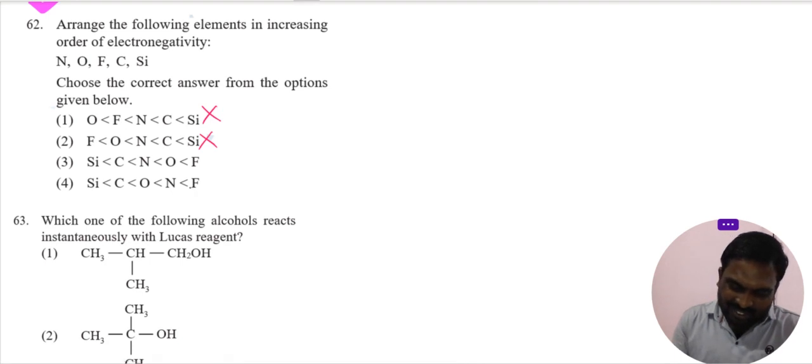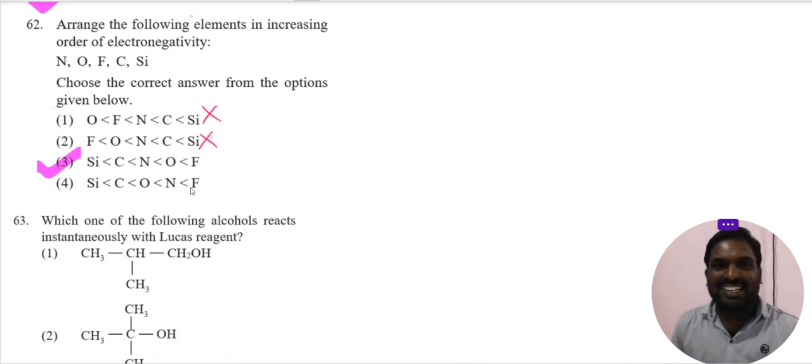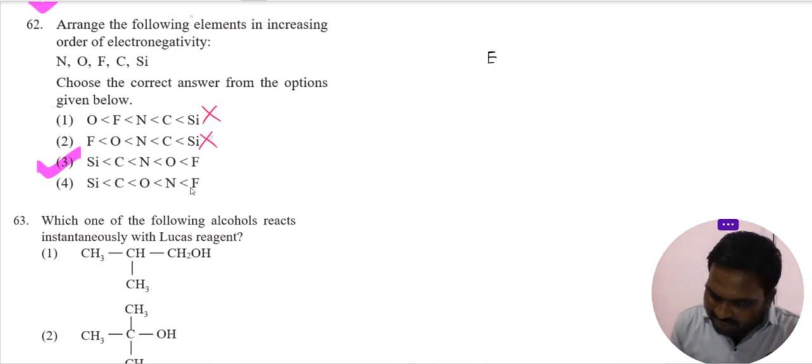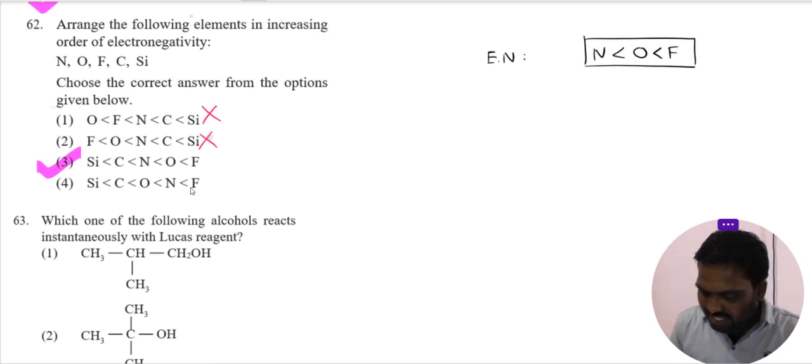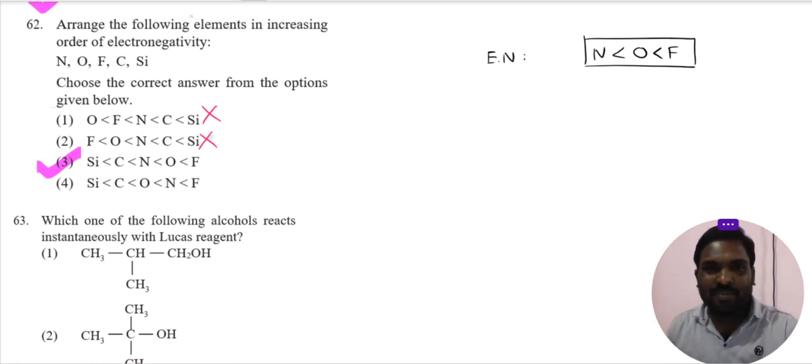So here no doubt at all. Option 3 is the right answer, because in the periodic table these are the most electronegative elements: fluorine, oxygen, nitrogen. So from these three we can fix. For the rest of the elements, carbon and silicon, down the group electronegativity decreases. So that's why carbon is more electronegative than silicon. No doubt option 3 is the right answer. Easy question only.